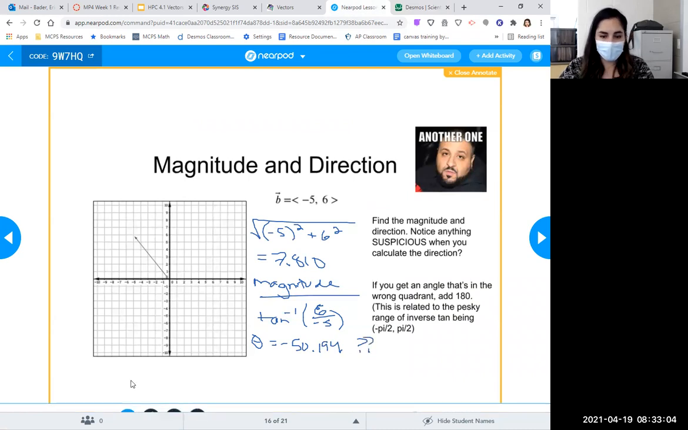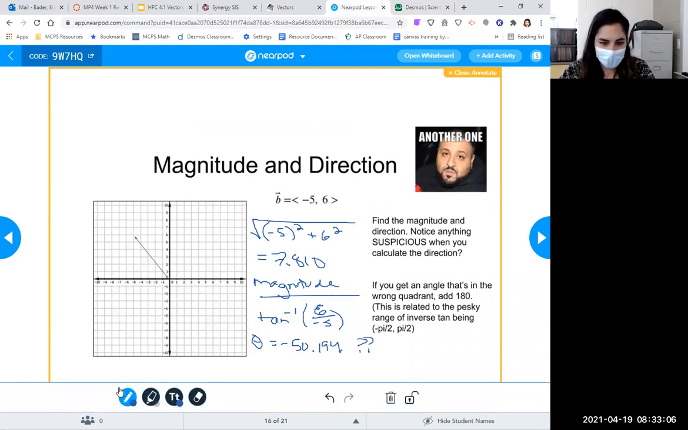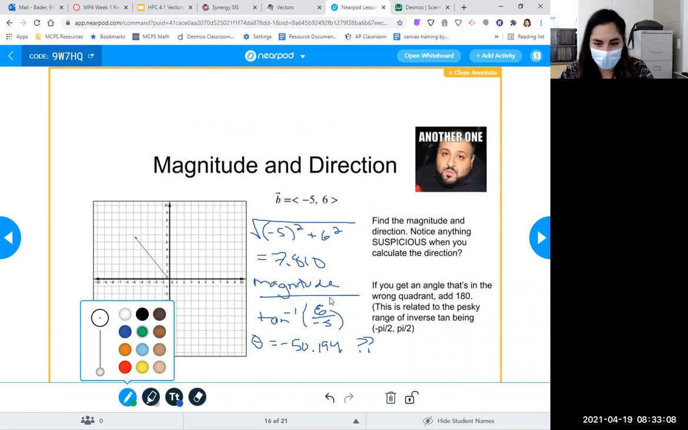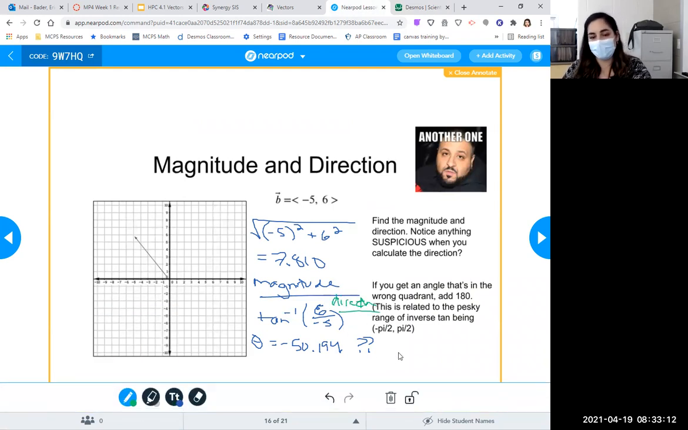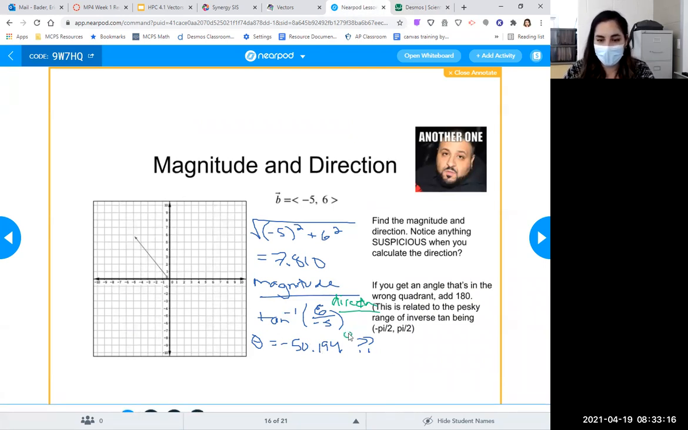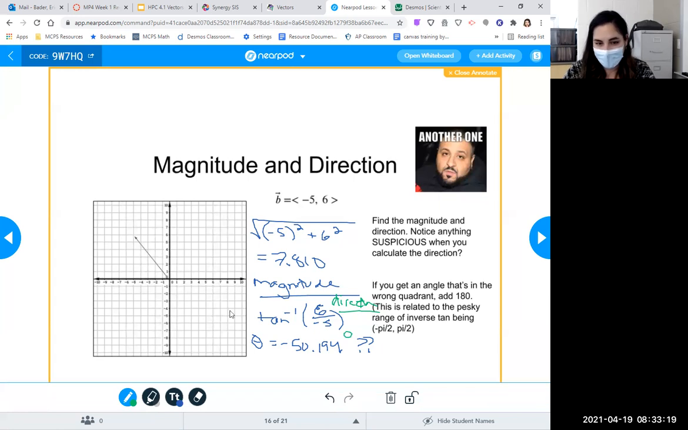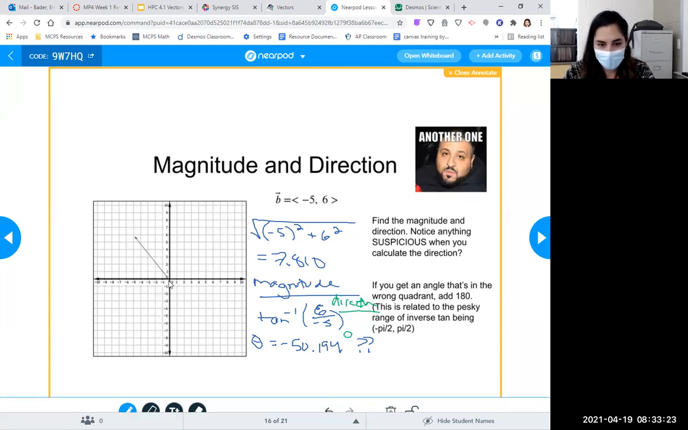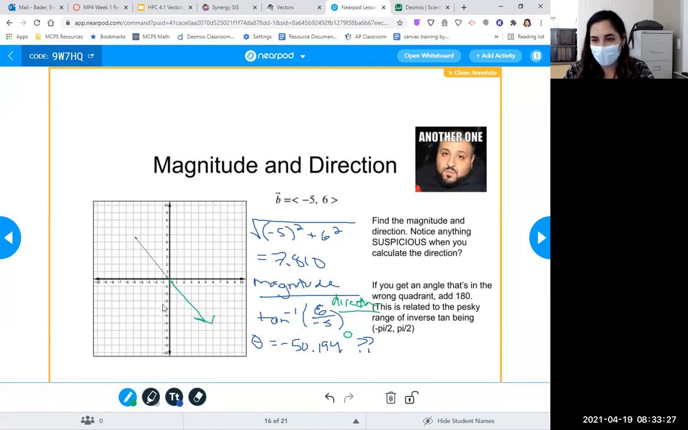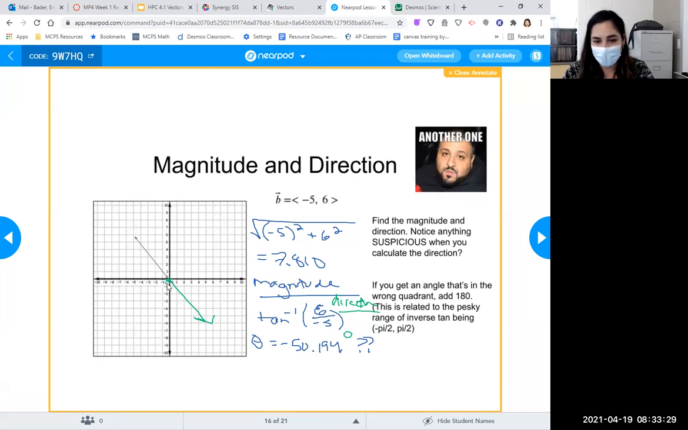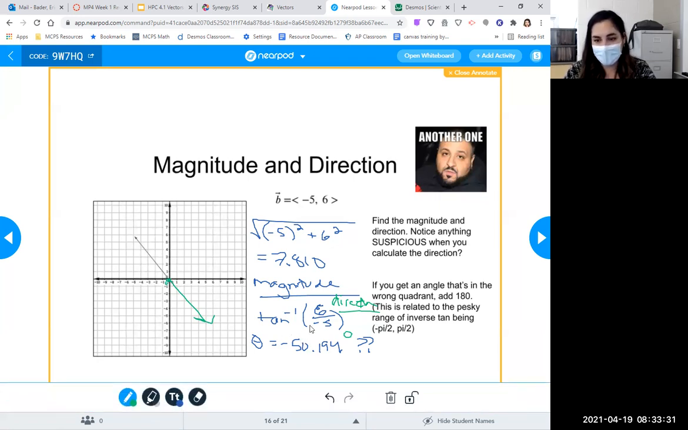Okay, so hopefully you've discovered by now that there's a problem with the direction. If we use just the inverse tan process, we get negative, your angle is negative 50.194. And that doesn't seem right, because an angle of negative 50 is going to be here, right? That's going to give you a vector in the fourth quadrant, and that's actually not what we want, okay?